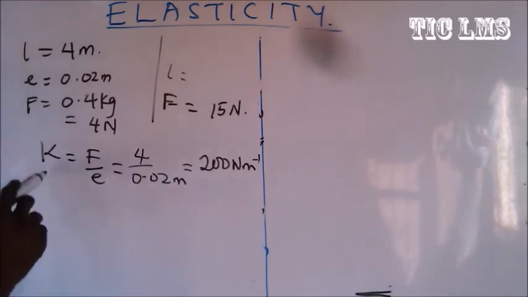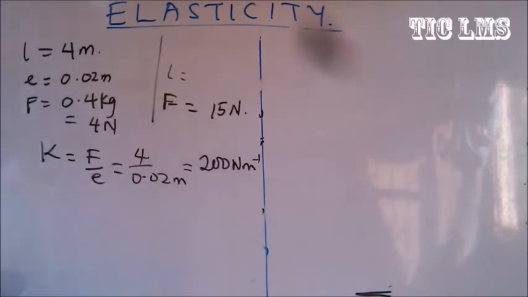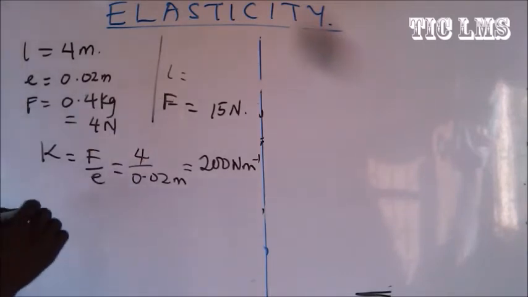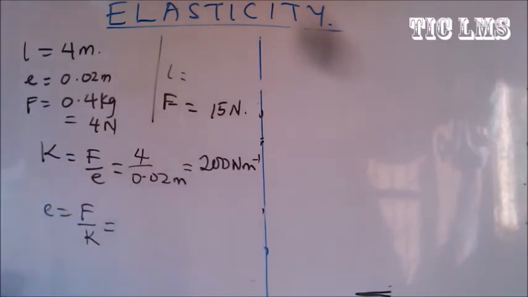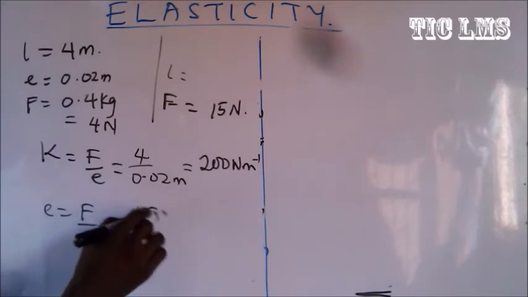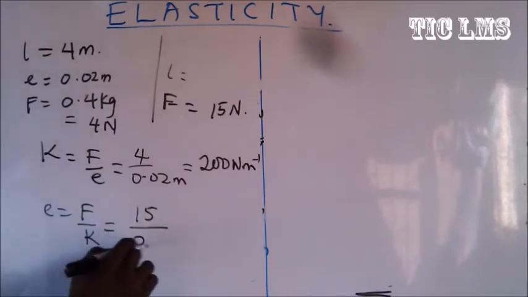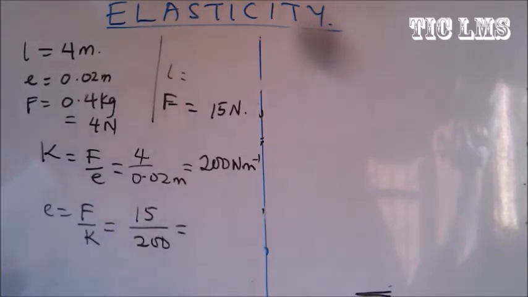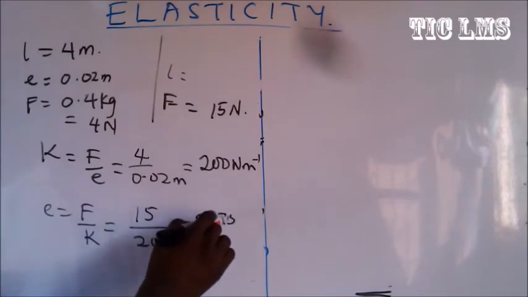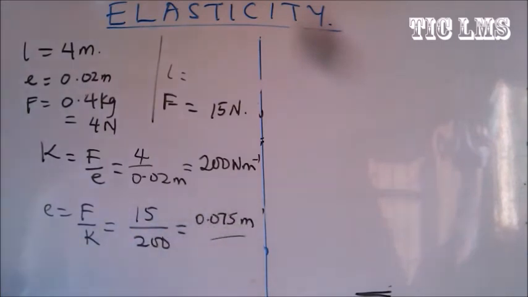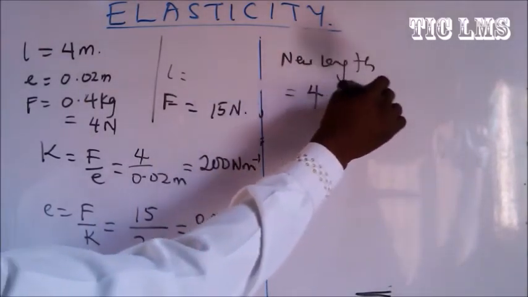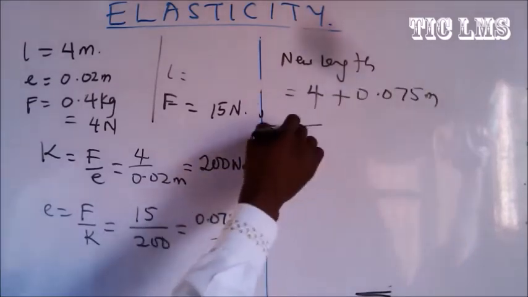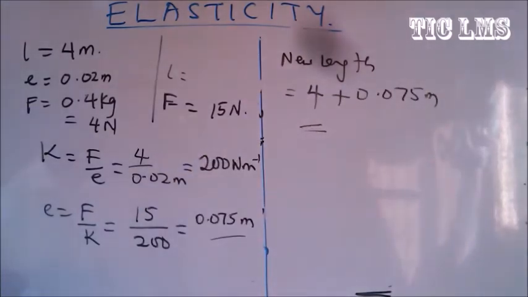Next, we'll apply the elastic constant here to get the extension. So we have that extension equals force over the elastic constant. The force here is 15 Newton and the elastic constant is 200. And that gives us 0.075 meter. Hence, the new length will be the original length, which is 4, plus 0.075 meter. And that gives us 4.075 meter.